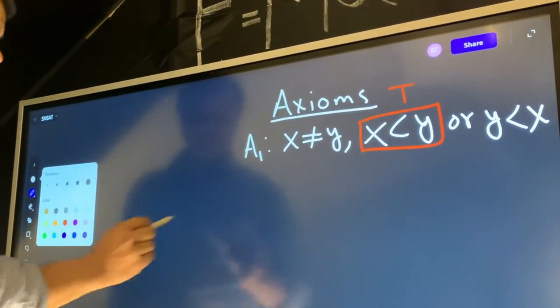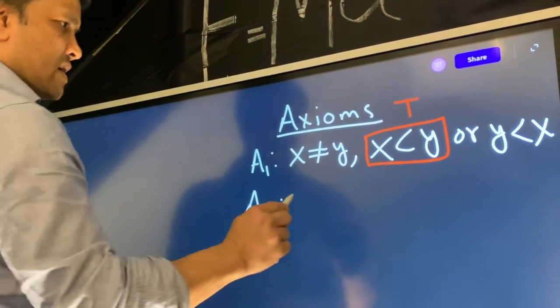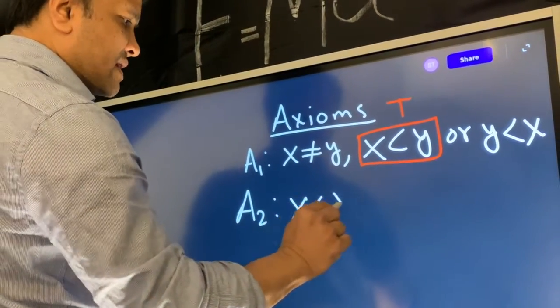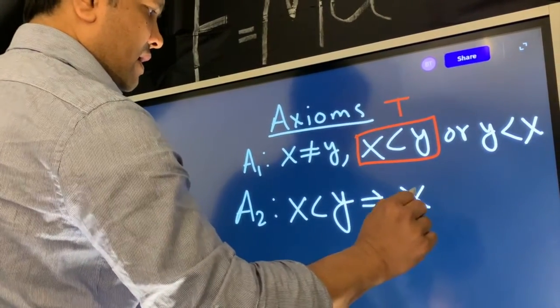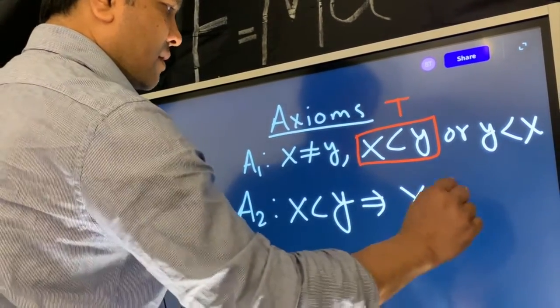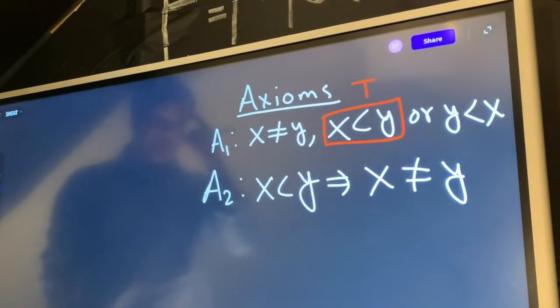And what is axiom 2? I know you cannot wait for axiom 2. Axiom 2 is just the converse. If x is less than y, then x cannot be equal to y. Of course, this is the converse of axiom number 1.